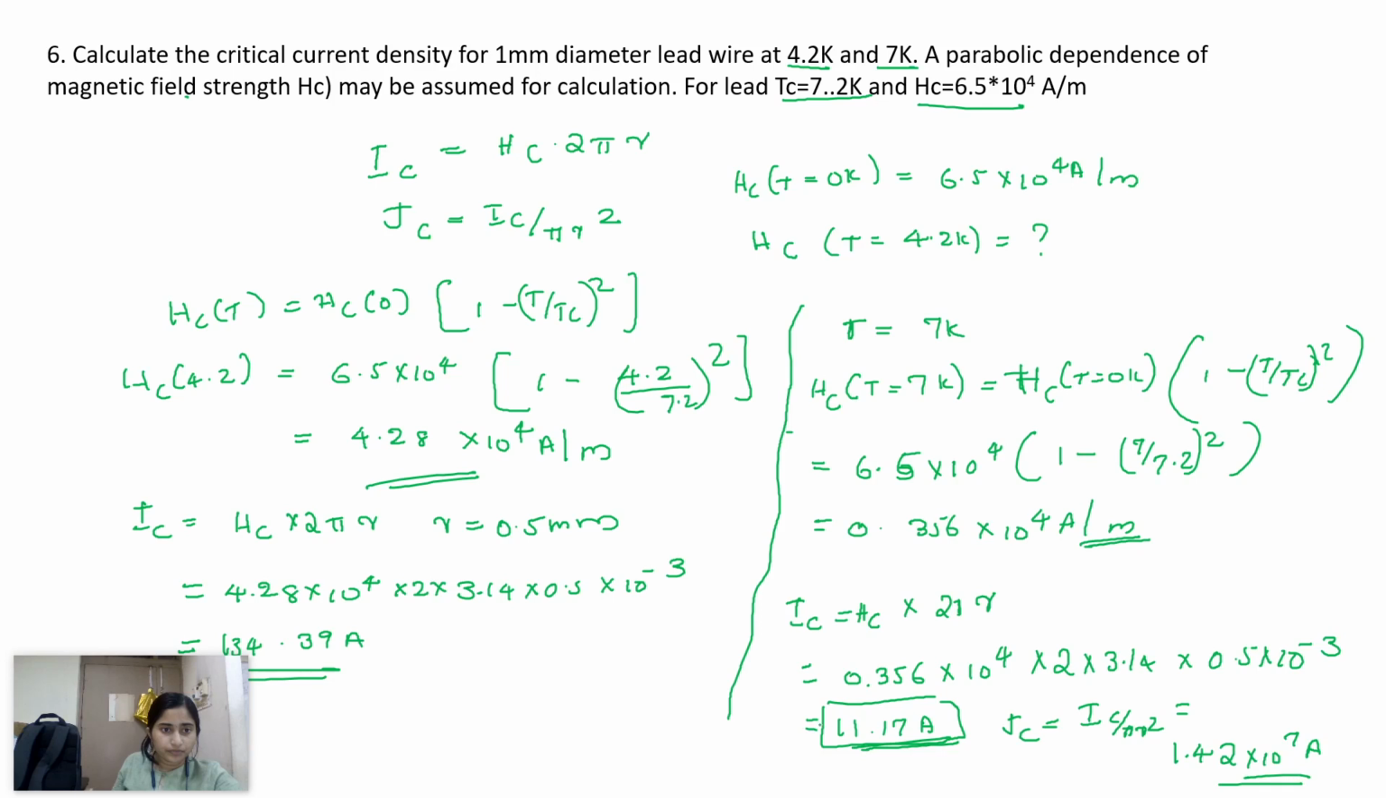Okay, similarly in this case also, JC is equal to IC divided by pi R square. Substitute all the values here. The IC will be 134.39, and pi R you already know. So substitute all those values. You will get 1.71 times 10 to the power 8 ampere per meter square.